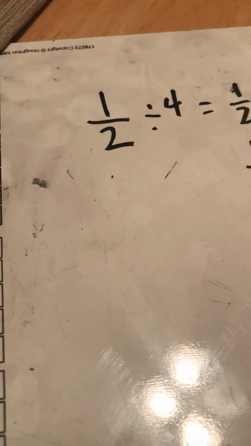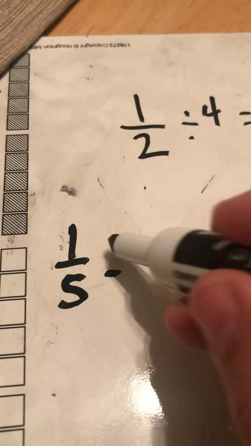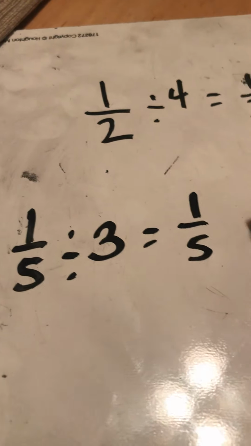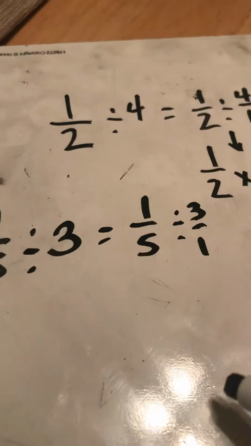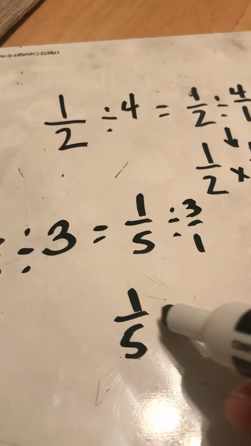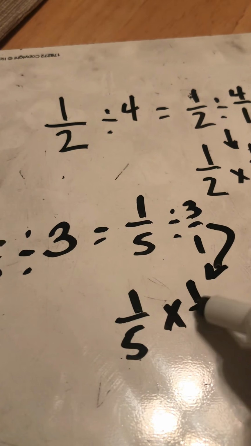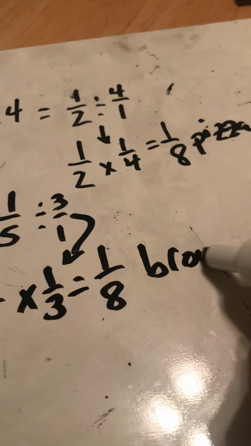Number 2, 3 people equally share 1/5 of a pan of brownies. How much of the whole pan does each person get? So we have our 1/5 divided by 3. So we're going to go ahead and put that 3/1. Right? But then, of course, we're going to have to bring that down. That becomes multiplication, and then that flips the reciprocal. And we get 1/15 of a pan of brownies.